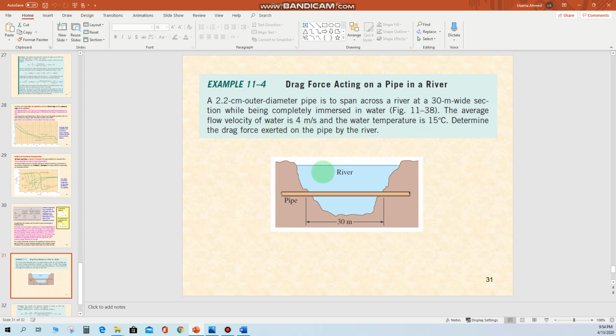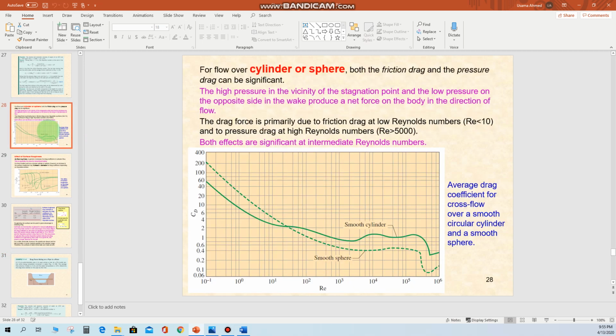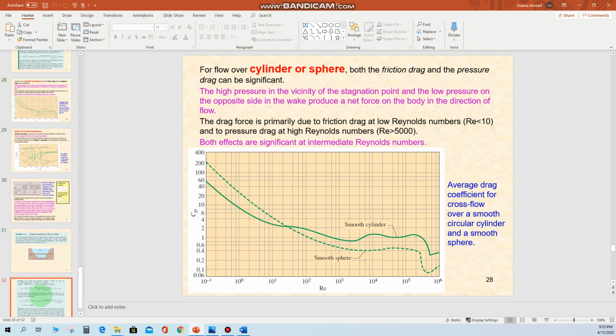Okay, so we are provided with the outer diameter of this pipeline, the length of this pipeline, and the velocity of the fluid, and we are supposed to calculate the drag force. This kind of pipeline is an example where you can relate the pipeline to a cylinder. So we are going to use the information for the smooth cylinder, and we will estimate the value of the drag coefficient. Let's see what we have here.